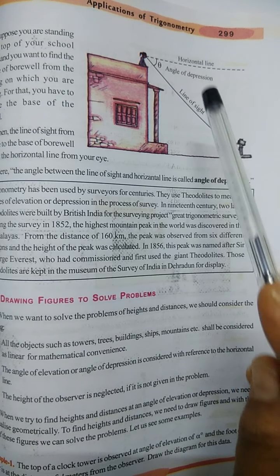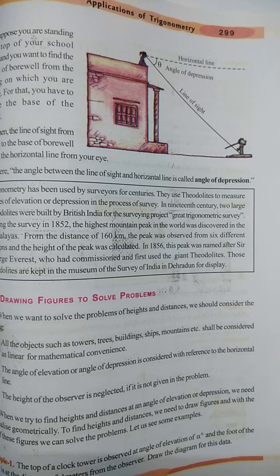So you have to remember, angle of depression is formed with the horizontal and line of sight when we observe any object which is at less height than us. Okay, so again I will revise. What is angle of elevation? Angle of elevation is formed with the horizontal and line of sight when we observe any object which is at more height than us. And angle of depression is formed between line of sight and horizontal when we observe any object which is at less height than us.